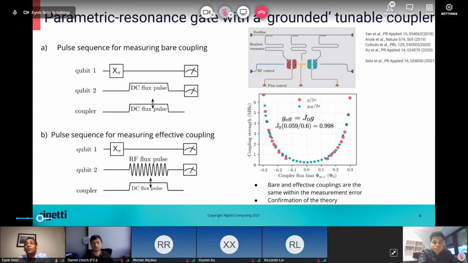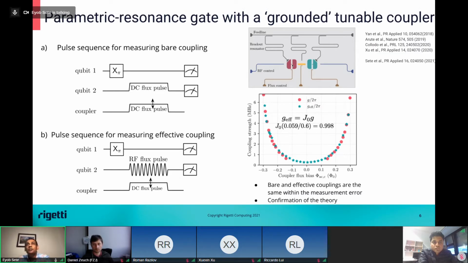But for the qubits, they are floating because the junction is floating between the two pads of the transmon qubit. So what we have is, each qubit is coupled to a readout on the feed line, and that includes the tunable coupler.